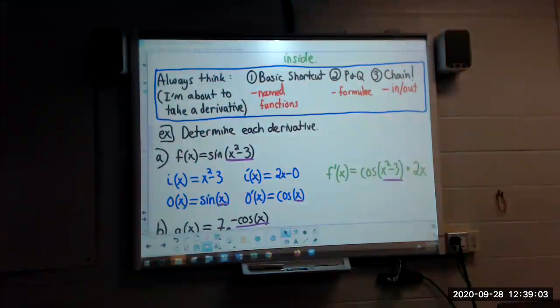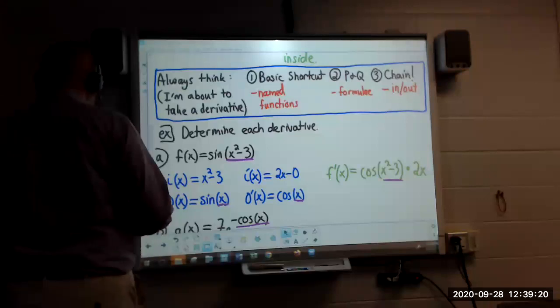You need to think about basic shortcuts. Am I going to use the product rule? Am I going to use the quotient rule? Am I going to use the chain rule? And not just those things, but just a general idea of how they work. So that's the normal way you're going to take the derivative.